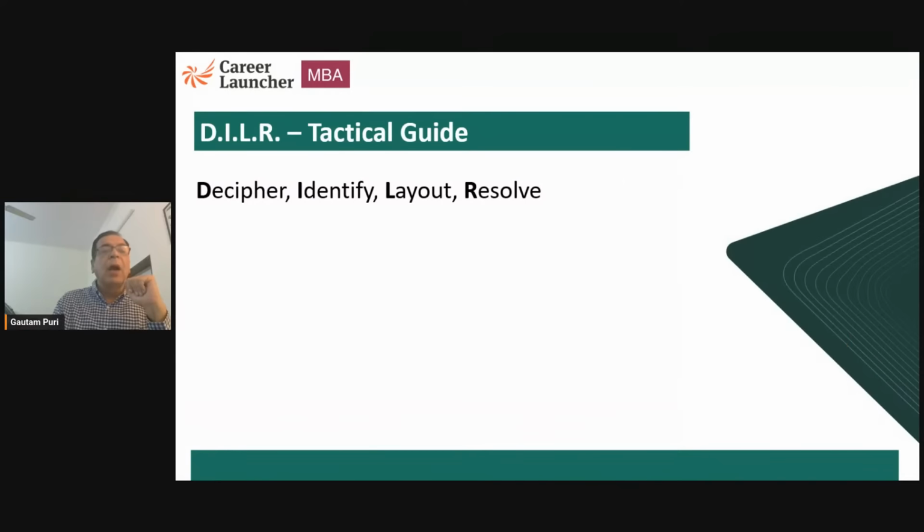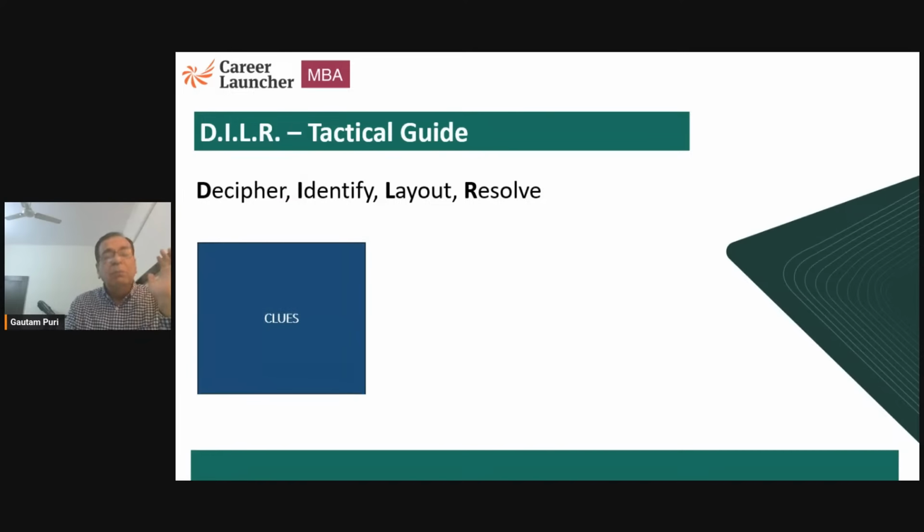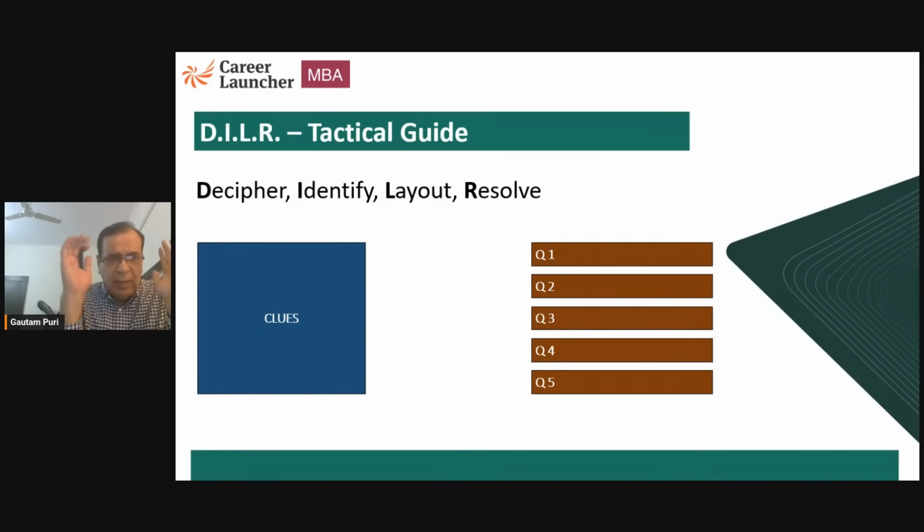Okay. Now, how do you go about solving a DI set? This is what I would look at. This is the framework that we use. DILR: D for decipher, I for identify, L for layout, and R for resolve. What do I mean by this? Now, look at a typical data set. You have some background information given, which is the clues, and you have 5 questions or 4 questions or 6 questions given to you. What is the first thing you need to do?